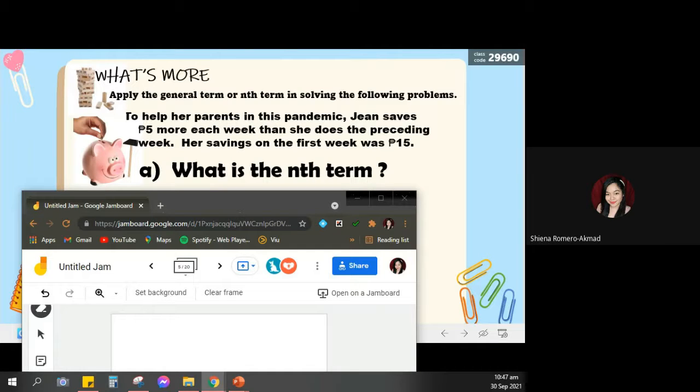May sobra ka yata dito, anak. Ito, may sobra kang isa. Dito ka sa 3. Asan si Rodriguez? 3 minus 4. Okay, tama.